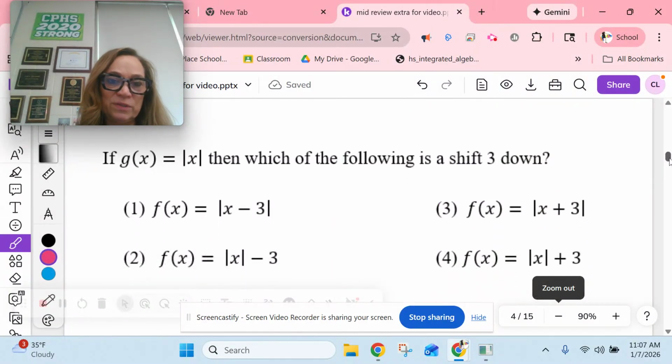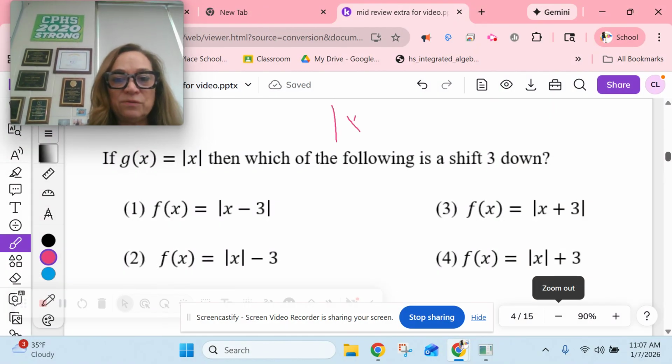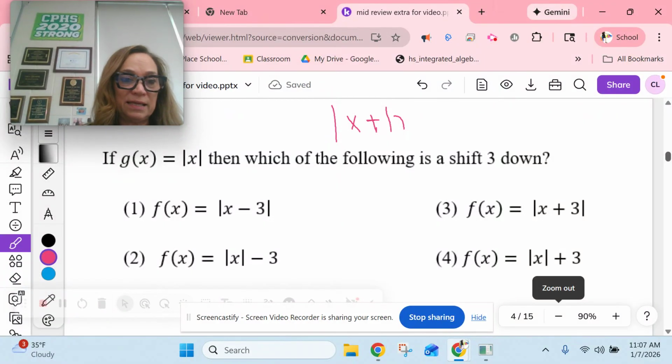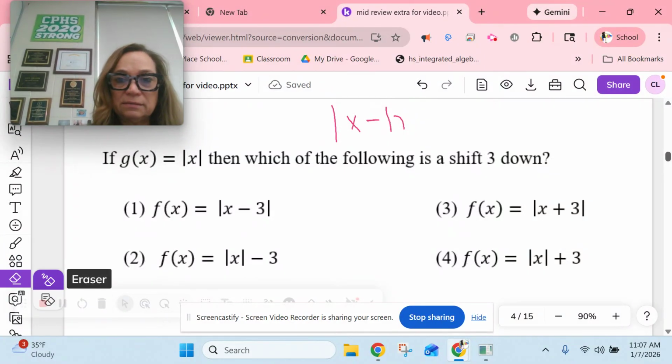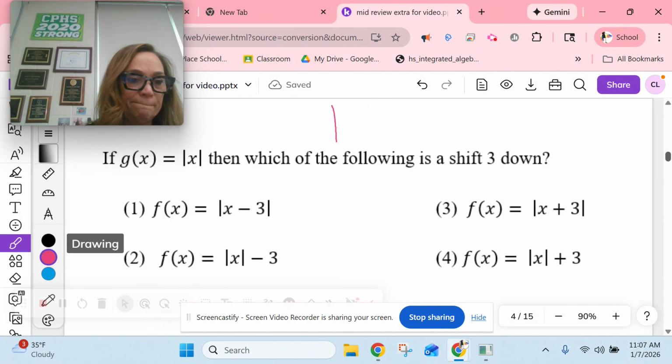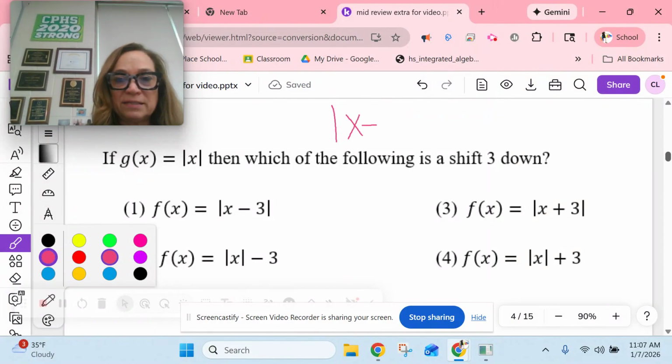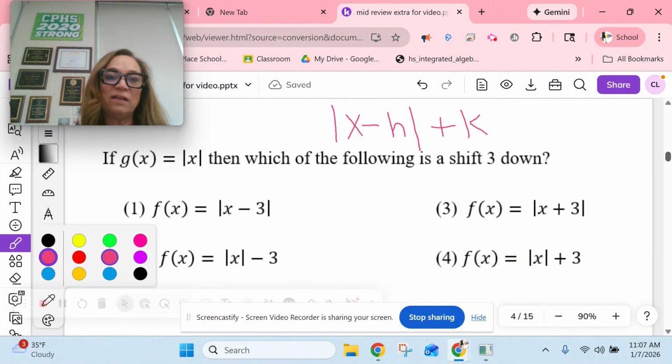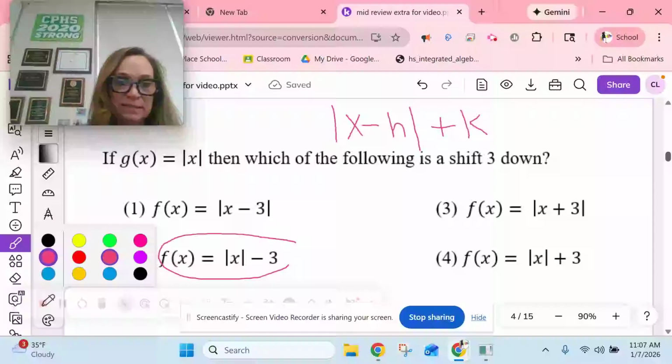If g of x is equal to the absolute value of x, which of the following is a shift of 3 units down? So you have the absolute value of x minus h plus k. If you can remember that, then you don't even really need the calculator. But if you don't remember it, you just type those 4 choices in the calculator and look which one went down. So a shift down would be this choice right here.